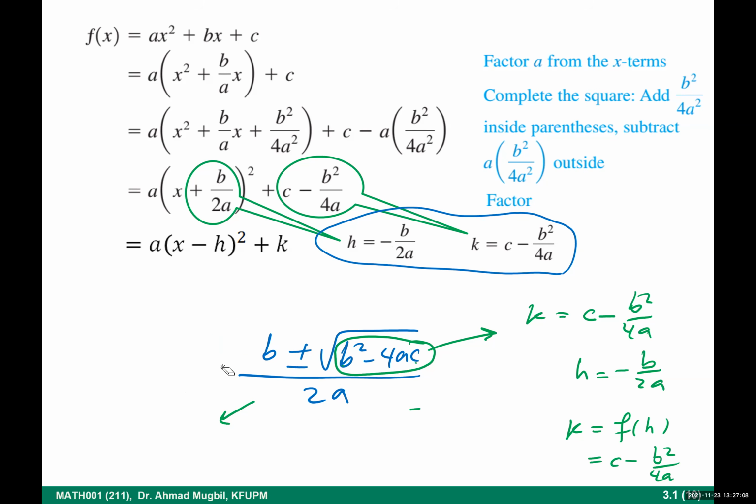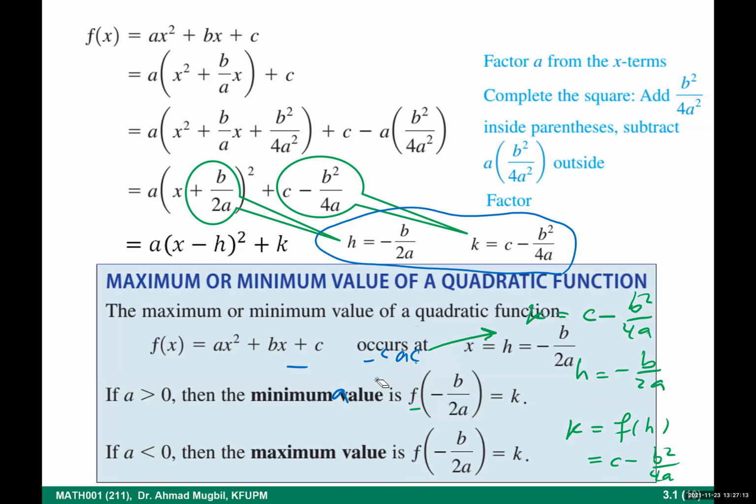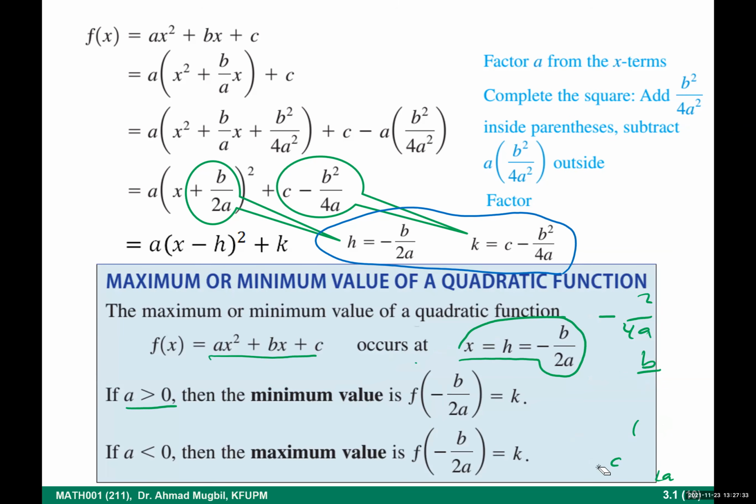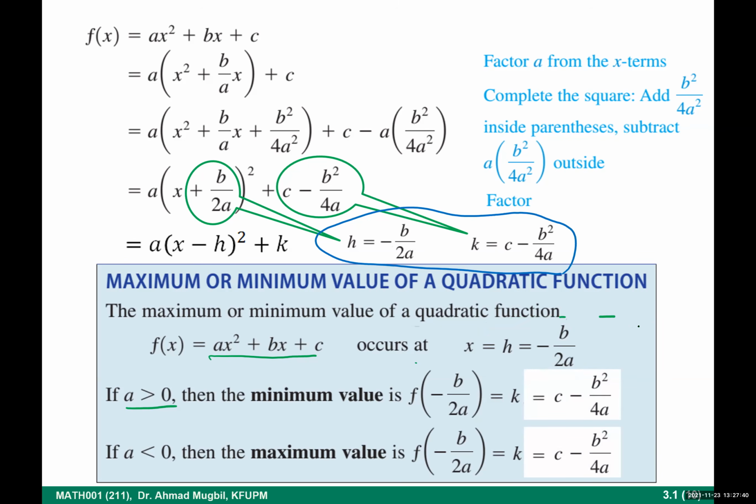Okay? Let's apply this for some examples, but before that, let's summarize what we did. The maximum or minimum of the quadratic function occurs at x equals h, which is negative b over 2a. If a is positive, the minimum is the value of the function at h, which equals k. And if a is negative, we have a maximum value of the function, which will be c minus b squared over 4a.